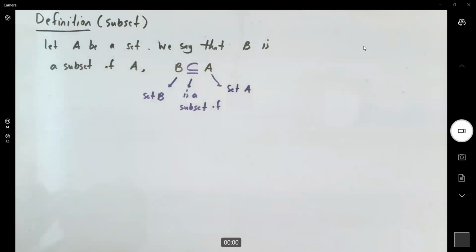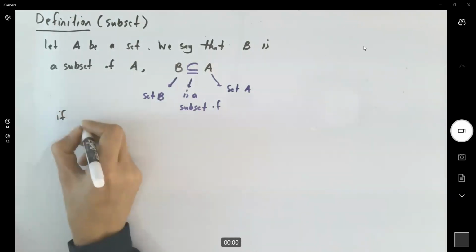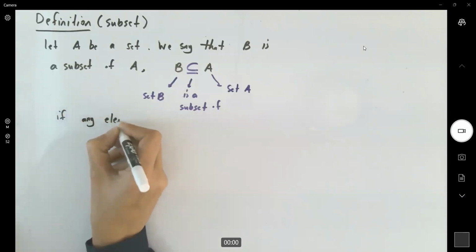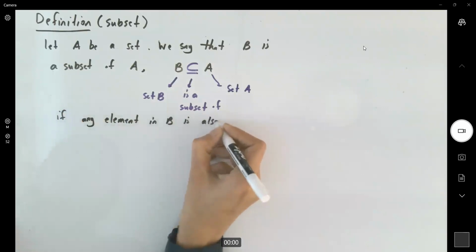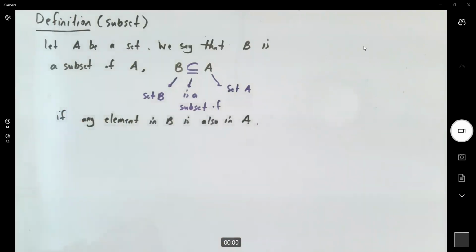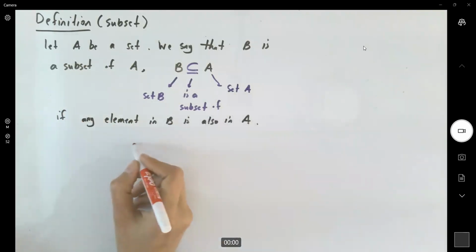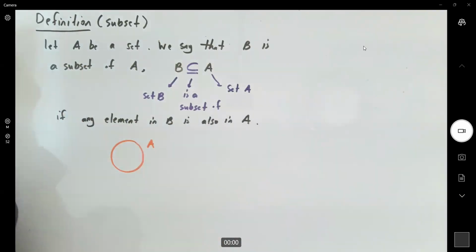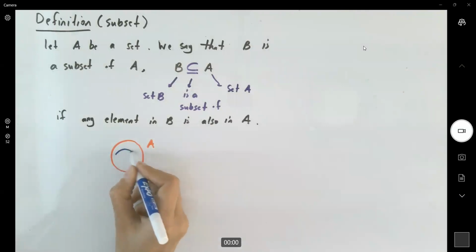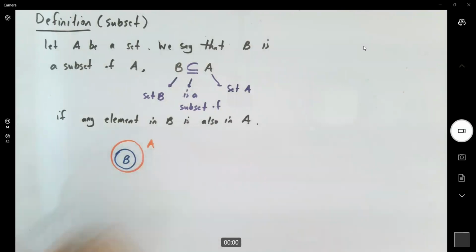If any element in B is also in A. Okay, very good. So we're going to use a Venn diagram. If you have set A, set B is going to be included in set A. Then you're going to say that B is included in A, or B is a subset of A.